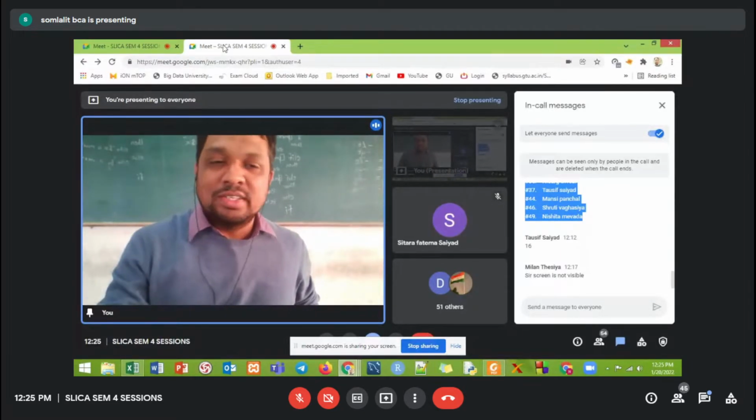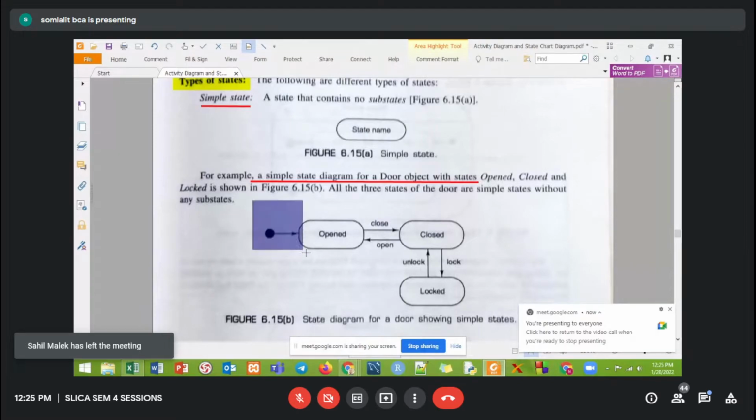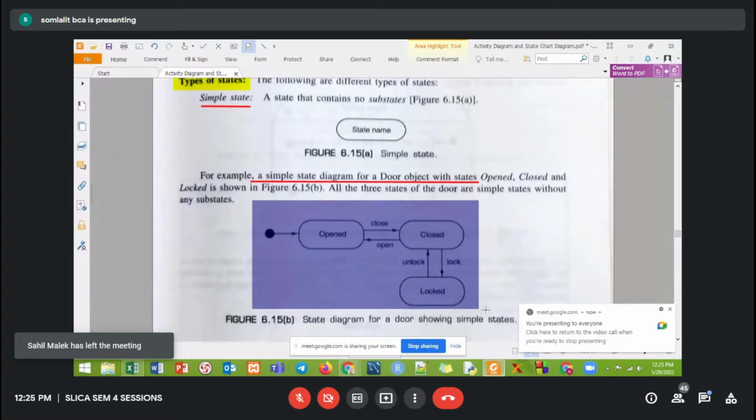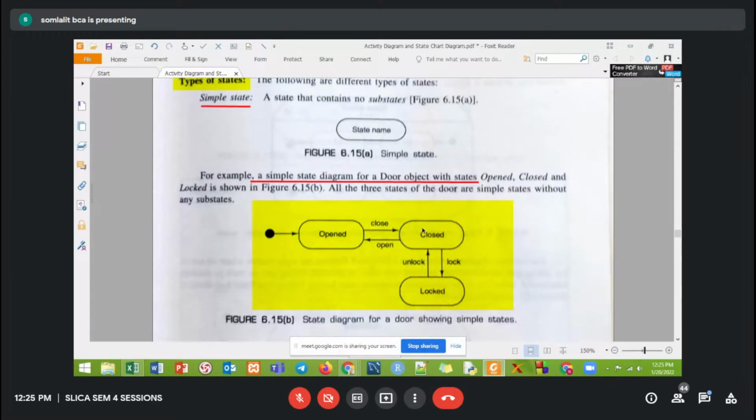Okay, so energy utilization. Try to understand. So here they are talking about some automatic doors. Now the door will have three states. Either it will be open or it will be closed. When it is closed, it can be locked. When it is locked, it can be unlocked. But after unlocking, it is possible the door is closed. And when the door is closed, you can open it.